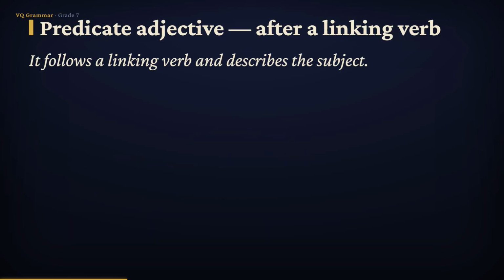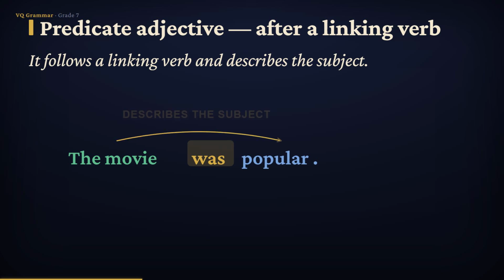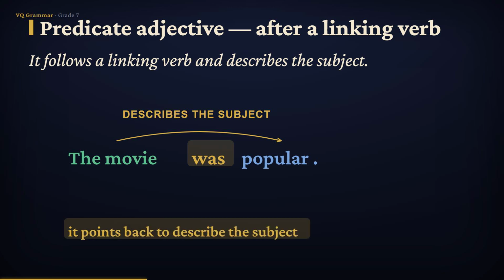Adjectives don't always sit in front of the noun, though. Sometimes an adjective moves to the other side of the sentence. Look at this. The movie was popular. The linking verb was connects the movie to the word popular. And popular describes the movie. It tells what kind of movie it was. So popular is a predicate adjective because it follows a linking verb and describes the subject.